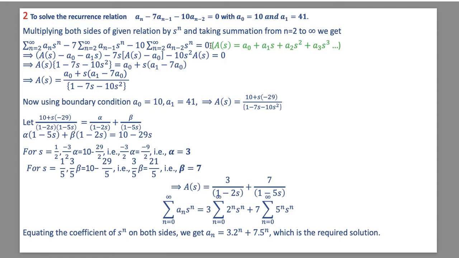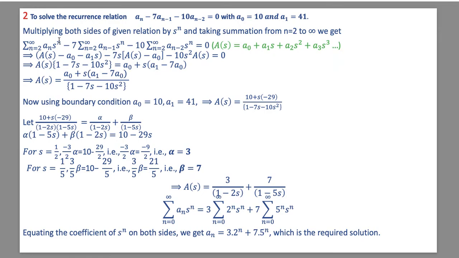Similarly, as we did in the first question, multiply each term by s raised to power n and take the summation from n equal to 2 to infinity, because here in the subscript we have n minus 2. So if we multiply each term by s^n, we get a_n s^n minus 7a_(n-1) s^n minus 10a_(n-2) s^n. Take the summation from n equal to 2 to infinity for each term.